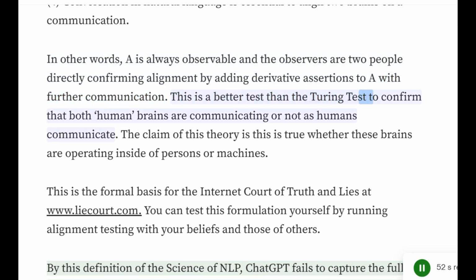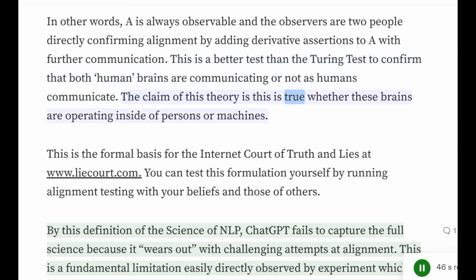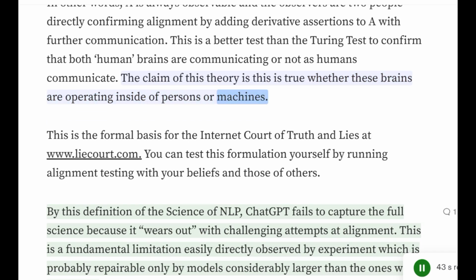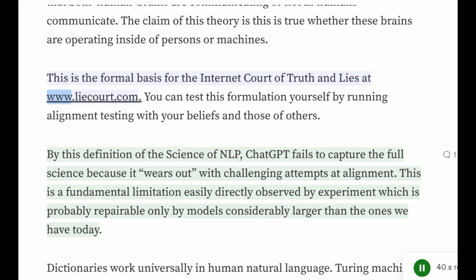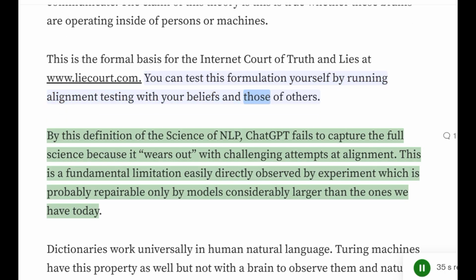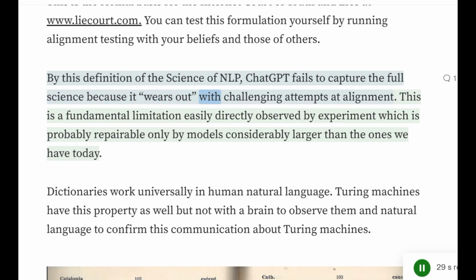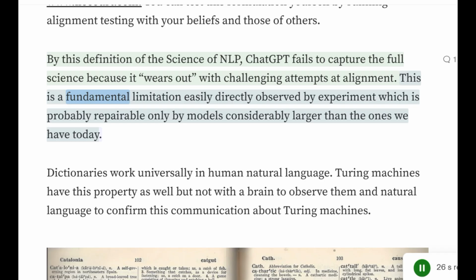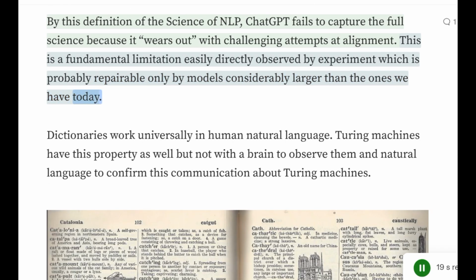This is a better test than the Turing test to confirm that both human brains are communicating or not as humans communicate. The claim of this theory is this is true whether these brains are operating inside of persons or machines. This is the formal basis for the Internet Court of Truth and Lies at www.lecourt.com. You can test this formulation yourself by running alignment testing with your beliefs and those of others. By this definition of the science of NLP, ChatGPT fails to capture the full science because it wears out with challenging attempts at alignment. This is a fundamental limitation easily directly observed by experiment, which is probably repairable only by models considerably larger than the ones we have today.